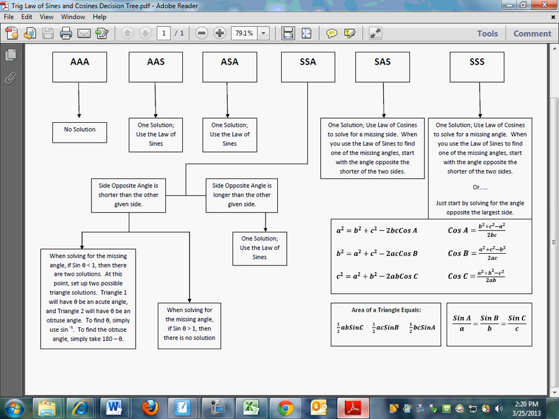What if you have angle, side, angle, where the side's in between? Is that enough to prove congruence? Yeah, again, you're going to have 3 angles because given 2, you can find the third one, and you have a side. So again, you have one solution, use the law of sines, all is good to go.